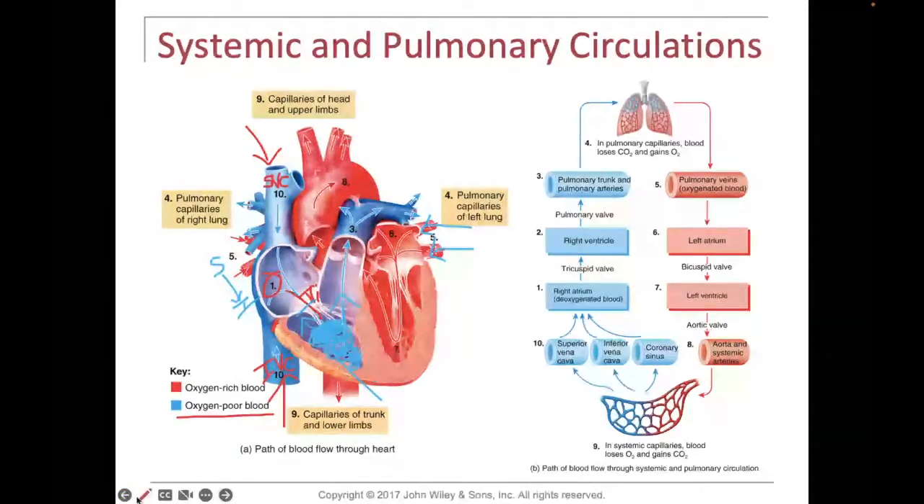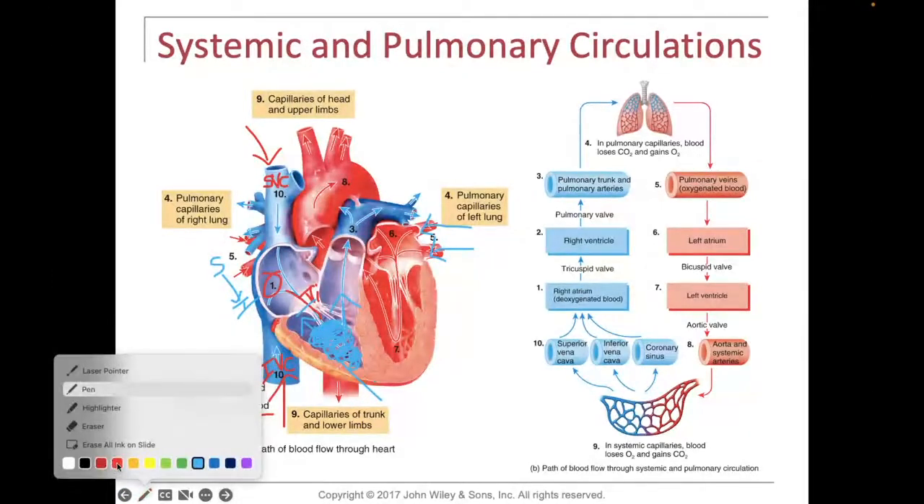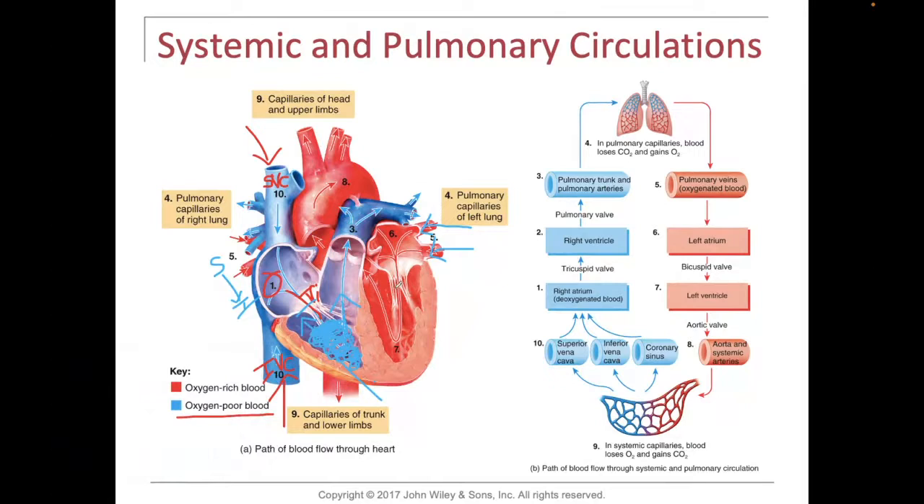And now the blood is oxygenated. I'm going to make this black here. So now it's oxygenated, and we have blood coming into the left atrium. It'll move down into the left ventricle, and it's got to go through the mitral valve. I'll put an M here for mitral, or I'll put a B here for bicuspid. On the right side, you have the tricuspid. On the left, you have the bicuspid, aka mitral valve.